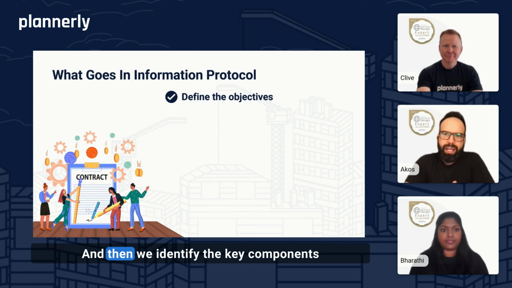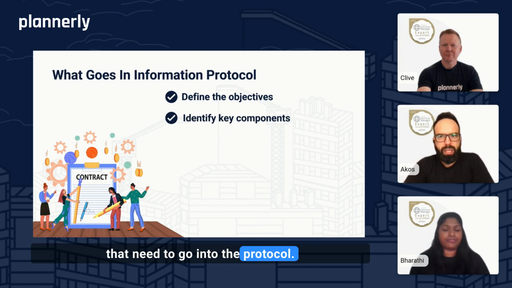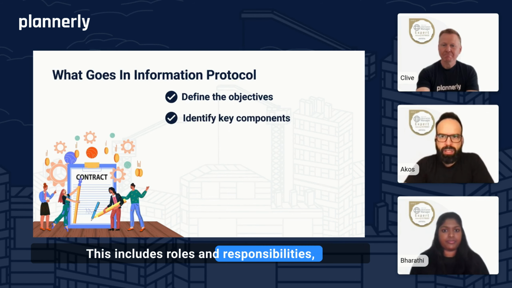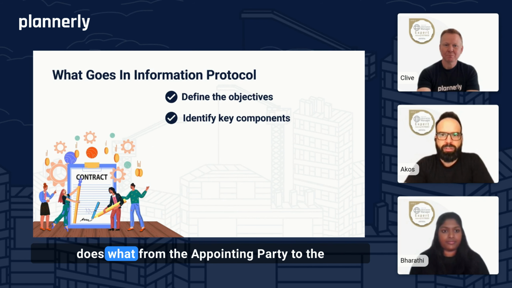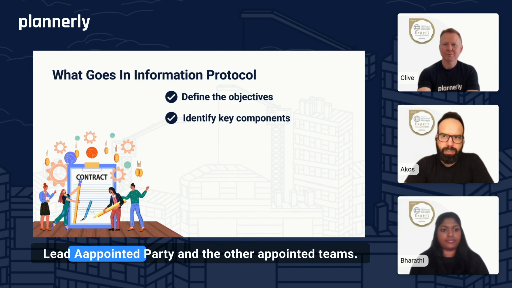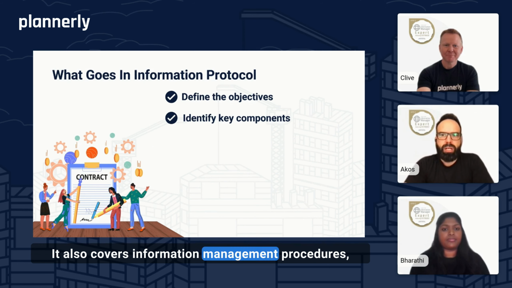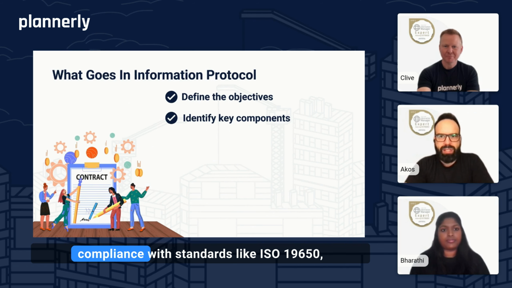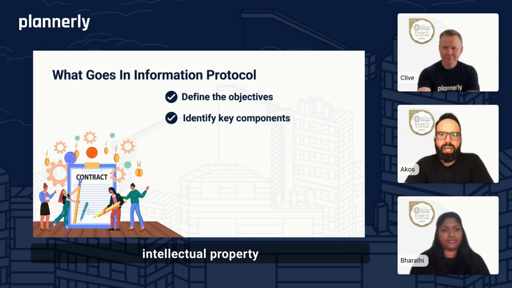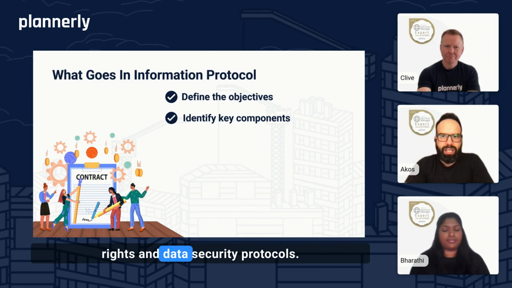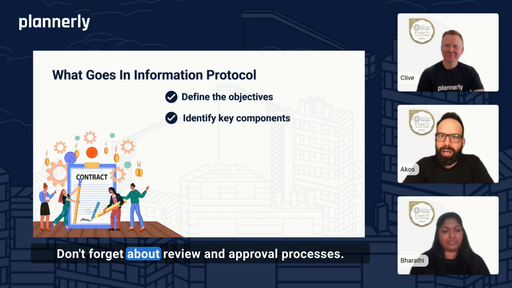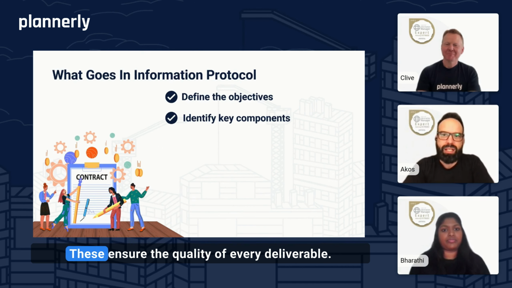Exactly, Barty. And then we identify the key components that need to go into the protocol. This includes roles and responsibilities, clearly outlining who does what from the appointing party to the lead appointed party and the other appointed teams. It also covers information management procedures, compliance with standards like ISO 19650, intellectual property rights, and data security protocols. Don't forget about review and approval processes. These ensure the quality of every deliverable.